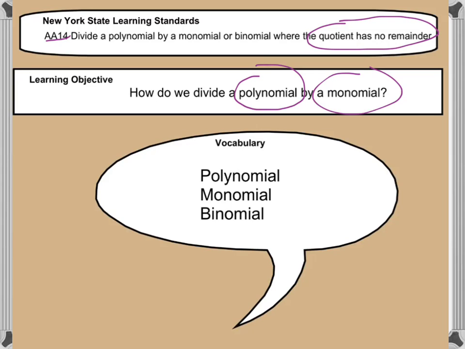You'll learn in Algebra 2 how to divide a polynomial by a monomial when there is a remainder. But in Algebra 1, you just learn about when the quotient doesn't have a remainder. The vocabulary that we're going to go over is polynomial, monomial, binomial, and actually trinomial is another thing that we're going to cover.